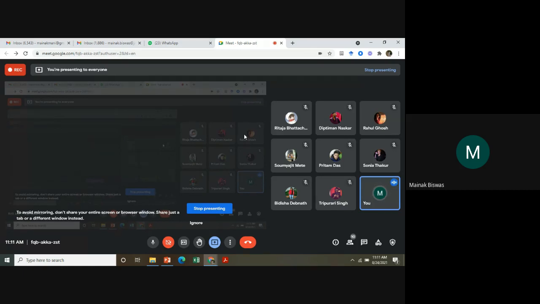Now let us understand the memory, that is the RAM, right? What is the full form of RAM? Random access memory. Why is it called random access memory?